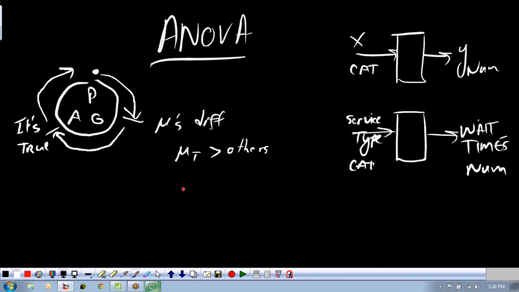All right, ANOVA: test differences in means when you have more than 2 categories. That's it. Okay, let's move on to the chi-squared test.